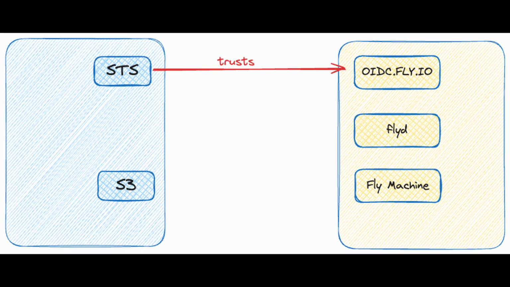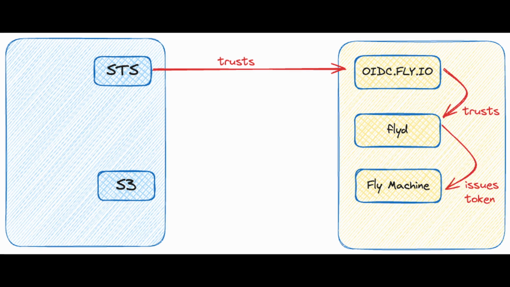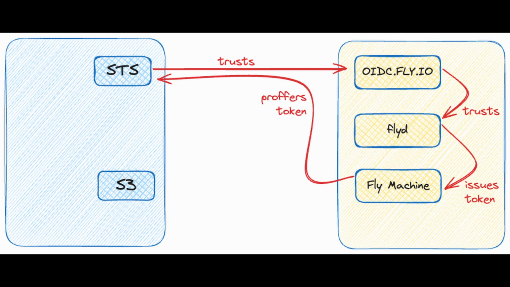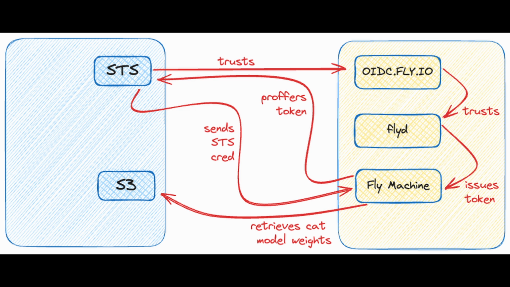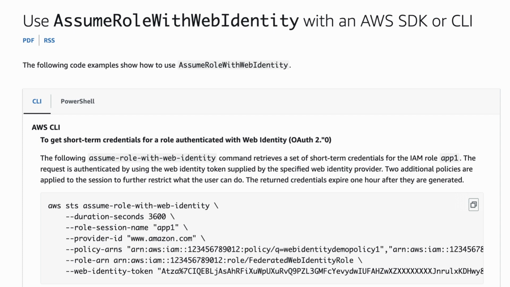AWS's Security Token Service trusts oidc.fly.io when you configure it to, and oidc.fly.io transitively trusts flyd and the Fly machines that are running on the individual compute boxes. A Fly machine will present a token to the Security Token Service, and it will send back a Security Token Service credential. Your Fly machine can then use that short-lived credential to fetch your cat model weights. STS's main job is to vend short-lived AWS credentials, usually through some variant of an API called AssumeRole. Specifically in our case, AssumeRoleWithWebIdentity tells STS to cough up an AWS key pair given an OIDC token that matches a pre-configured trust relationship.